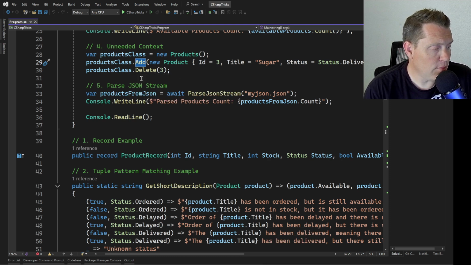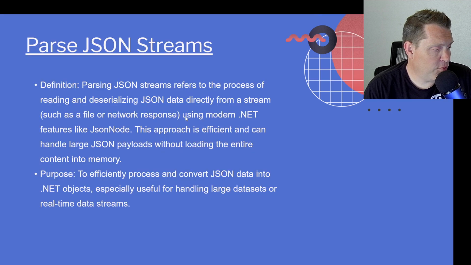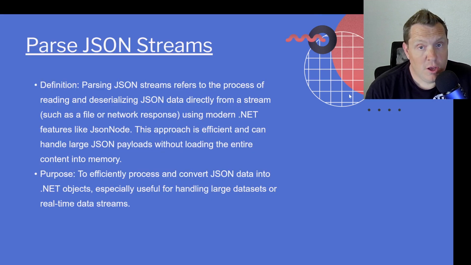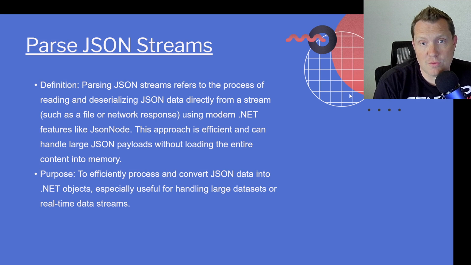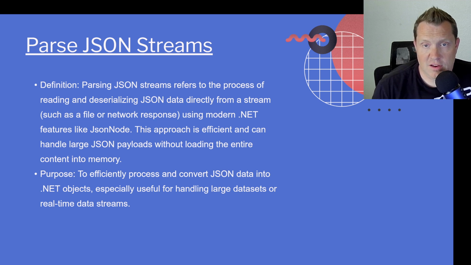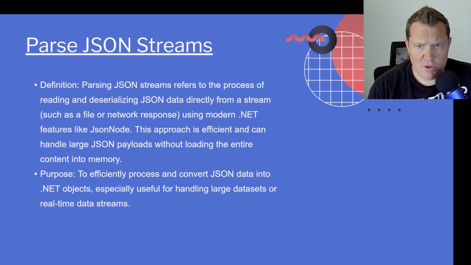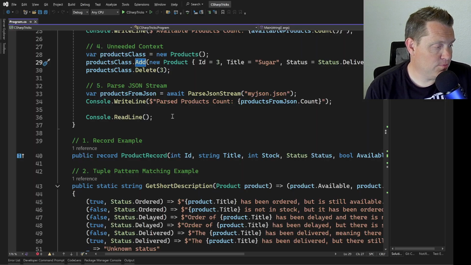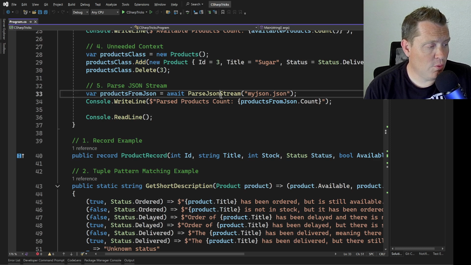All right, last but not least, parse JSON streams. Parsing JSON streams refers to the process of reading and deserializing JSON data directly from a stream, such as a file or a network response, using modern .NET features like JSON Node. This approach is efficient and can handle large JSON payloads without loading the entire content into memory. So we want to be able to do this while being able to handle large data sets in real-time data streams.